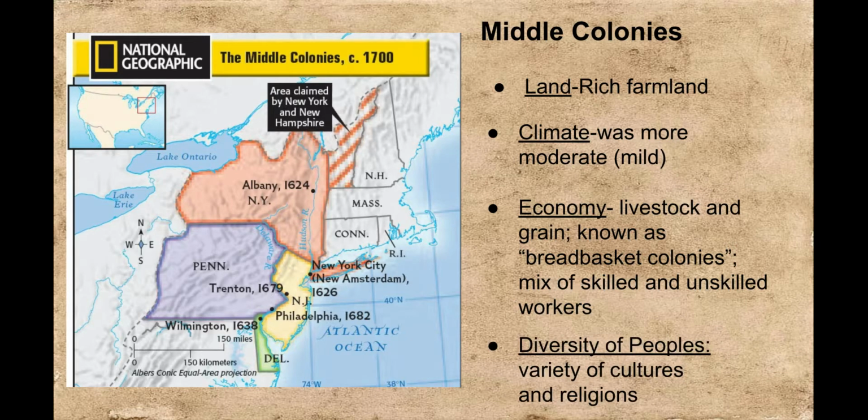Now, unlike the New England colonies, the diversity of peoples here was actually really large. We see a variety of cultures and religions, a mix of individuals from Europe, a mix of the native or indigenous people, so the native tribes, all working together in this particular set of colonies.